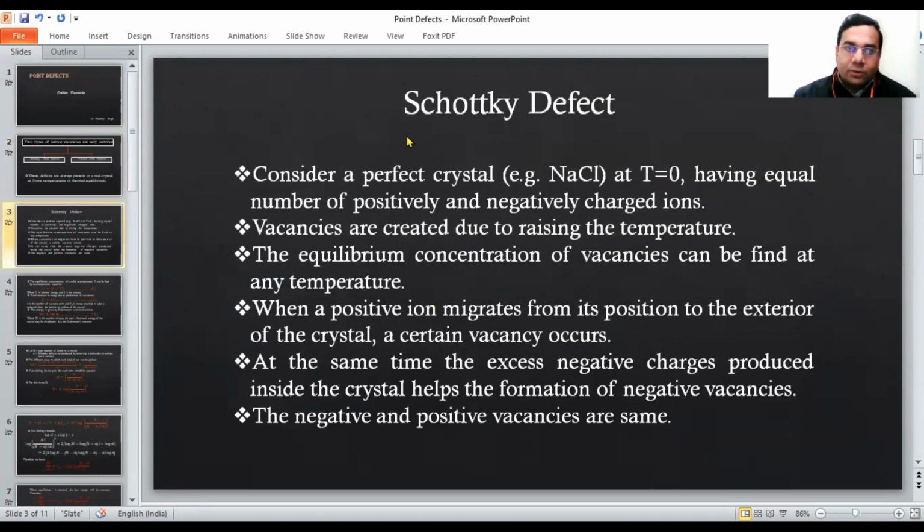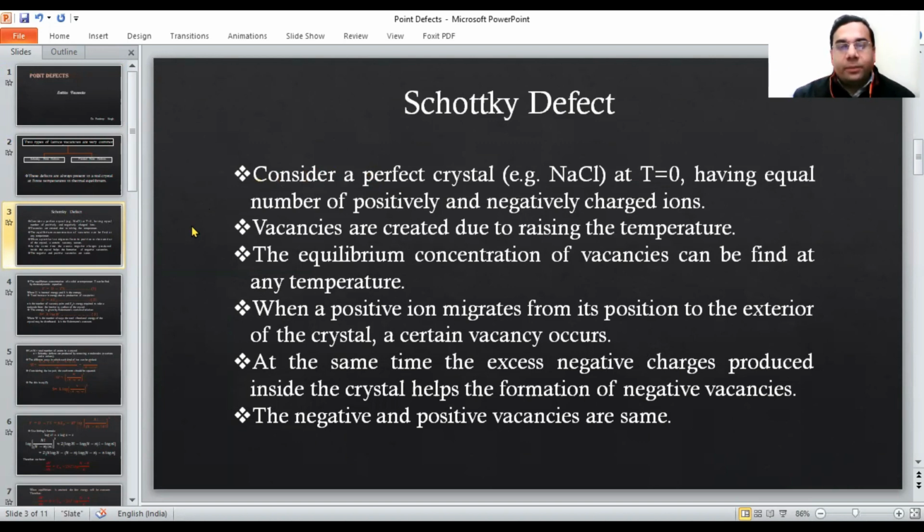Now let's discuss the Schottky defects. To derive the expression for Schottky point defects, let us consider a perfect crystal, for example sodium chloride at temperature T equal to 0, having an equal number of positively and negatively charged ions. Now, vacancies are created due to raising the temperature. As we know, whenever the temperature is raised, there is a possibility of creating a vacancy.